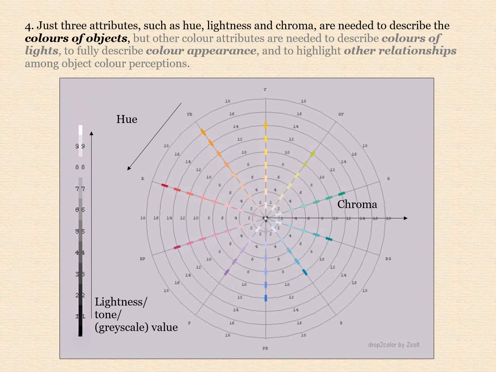My fourth point has two parts. The first part is relatively widely understood, that just three attributes such as hue, lightness and chroma are needed to describe colours of objects, including artist paints. Sometimes colour instruction texts treat the colour wheel and the value scale only as separate things, but it's very useful to us as painters to think of these dimensions as combining to form a three-dimensional tree-like space as they do in the Munsell system, to understand that the colours of our paints occupy an irregular volume within this three-dimensional space, and to think of paint mixing as following paths through this space.